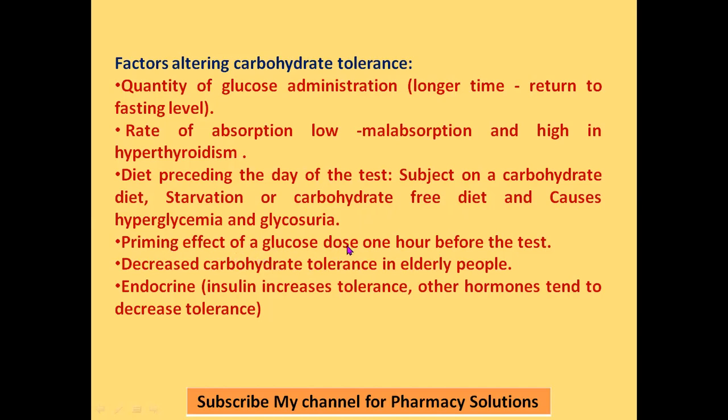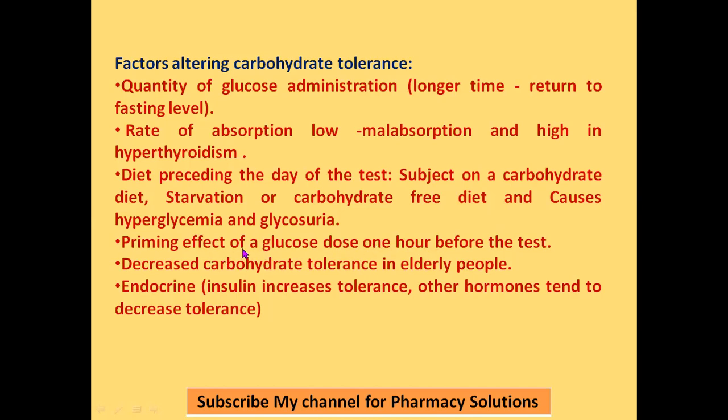And the priming effect: if I have given a dose of 75 grams at 8 p.m. and again at 9 p.m., because he goes to another lab for cross verification, what happens? Due to the priming effect, the peak reached by the second dose will be less than the first dose, due to increased responsiveness of the system. That peak pattern may change, so that has to be checked.